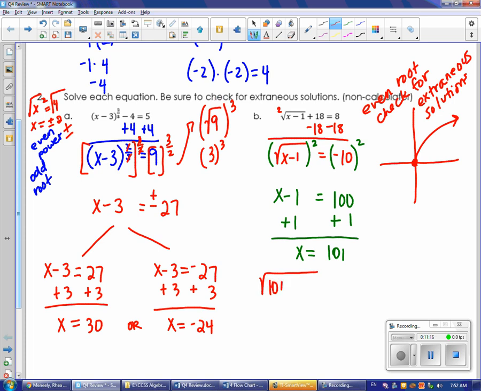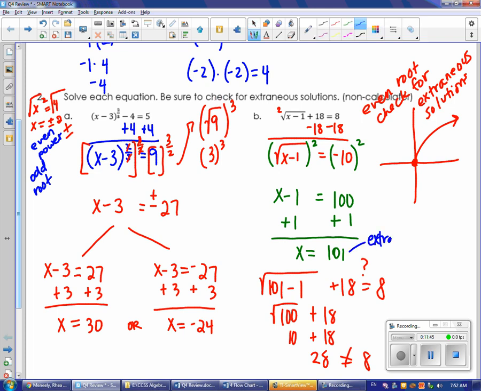So I'm going to go ahead and put my 101 in there, subtract the 1. I've got a plus 18, and I want to see if that equals 8. I'm going to put a little question mark there because I'm not sure. Well, 101 minus 1 is 100. So now I need to take the square root of 100 plus 18. Well, the square root of 100 is 10, and 10 plus 18 is 28. And 28 is most certainly not equal to 8. So that means that this answer, x equals 101, is actually an extraneous solution. It turns out there is no solution to this equation.